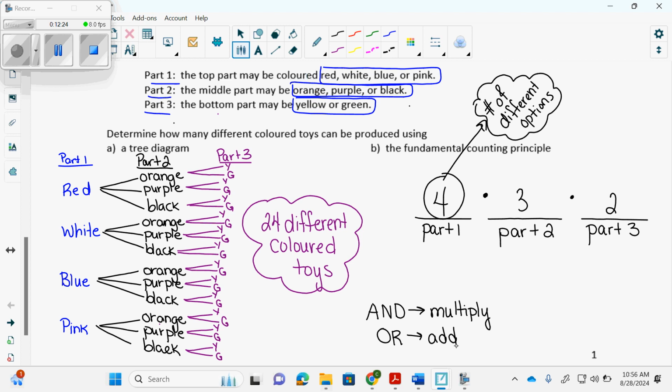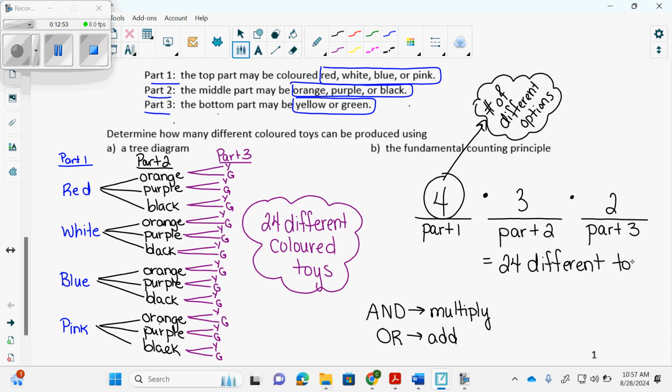Now, why am I using and? Well, do I need part one and part two and part three to make the whole toy? Yeah, because if I use or, I could have part one. I could just have the head and I could say, here's a toy. It's a creepy toy. It's not what they wanted. They wanted one from part one and one from part two and one from part three. So we always multiply. That's why the fundamental counting principle is always multiply. So we can go 4 times 3 times 2 and we can say 24 different toys. Same answer, much shorter.